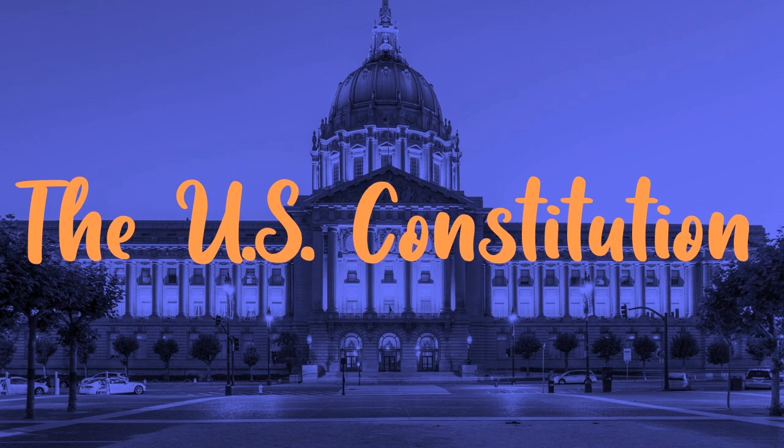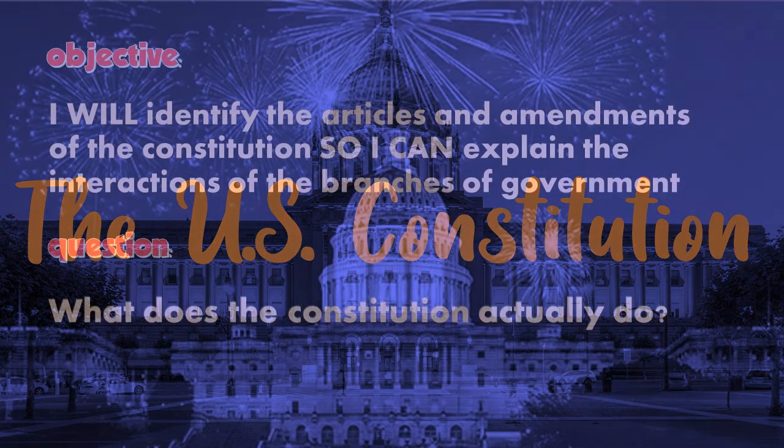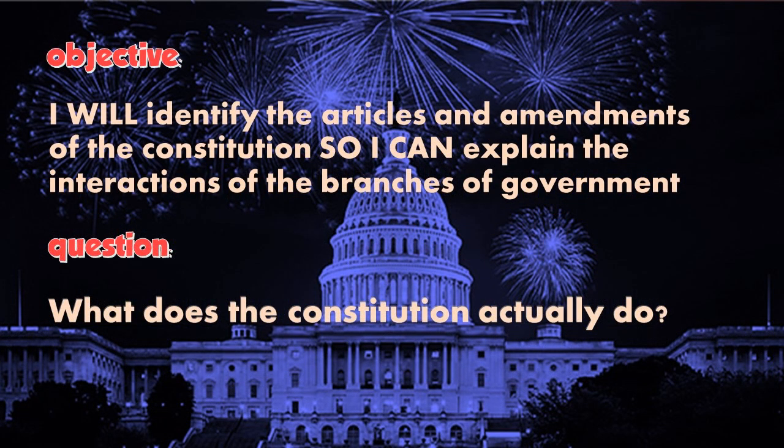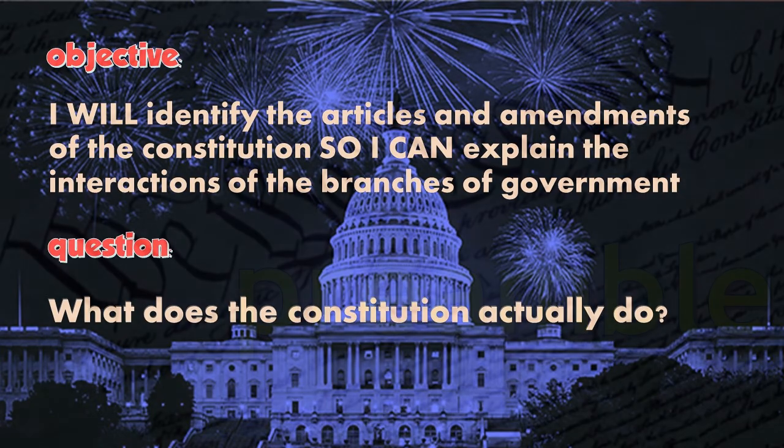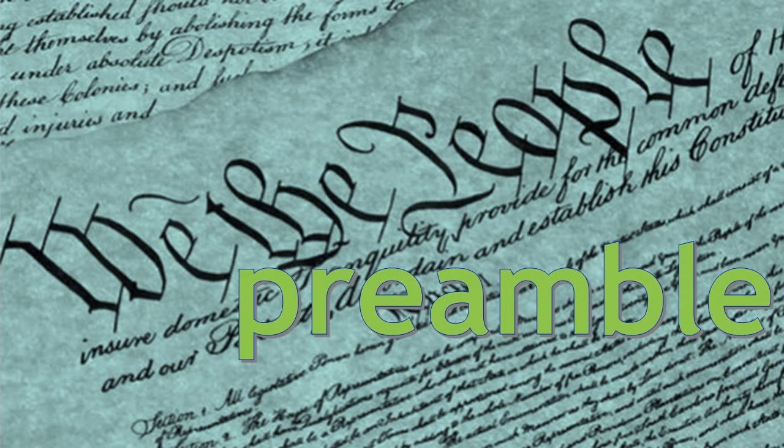All right, hopefully you guys are already familiar with most of this. You spent a lot of time looking at this summer. What we need to do today is make sure we can identify the articles and amendments. We're going to need to be able to use this to explain the interactions with the branches of government.